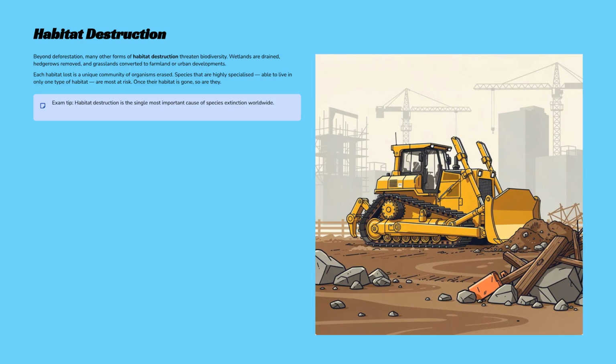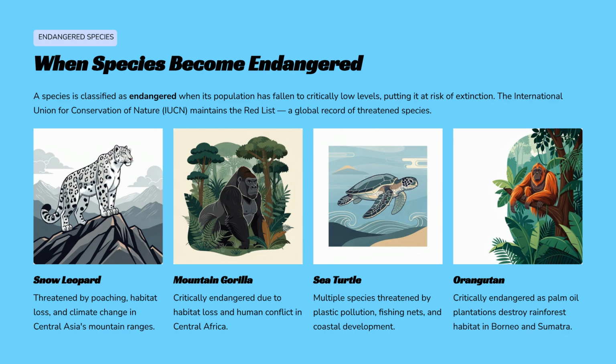Habitat destruction is the most significant cause of extinction. When wetlands or forests are converted for human use, highly specialized species often have nowhere left to go. Species are classified as endangered when their populations reach critical lows. Organizations like the IUCN track these threats for animals like the snow leopard and orangutan.